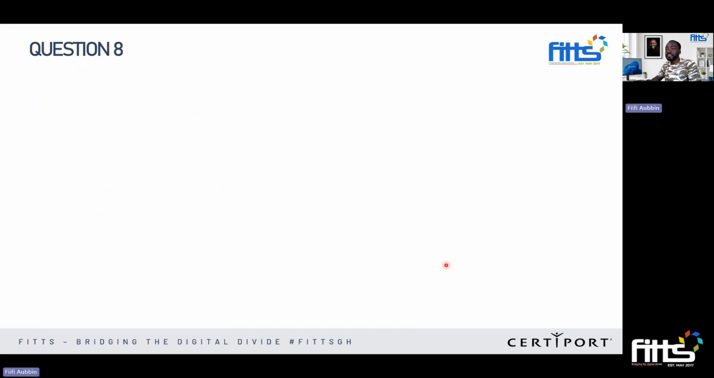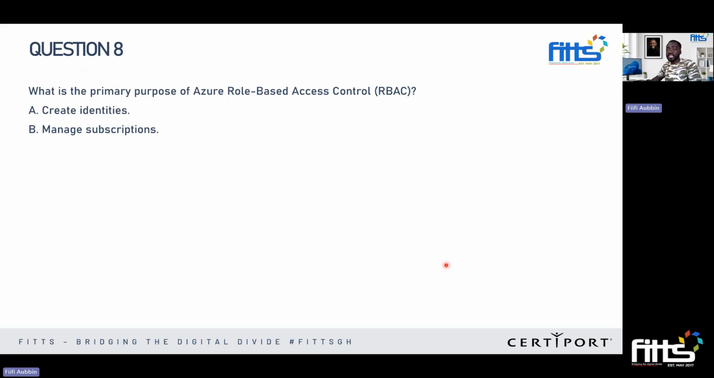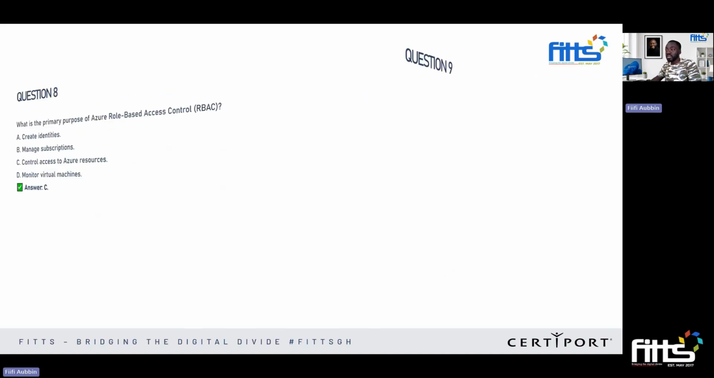Question number 8. What is the primary purpose of Azure role-based access control? So A, create identities, B, manage subscription, C, control access to Azure resources and monitor virtual machines. So the primary purpose is to control access to Azure resources.